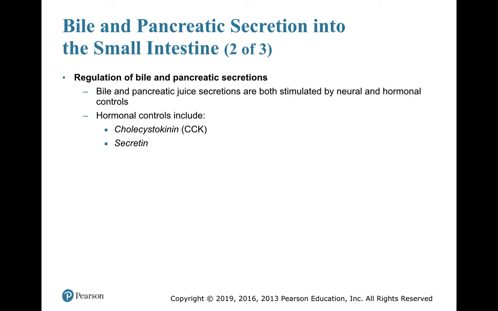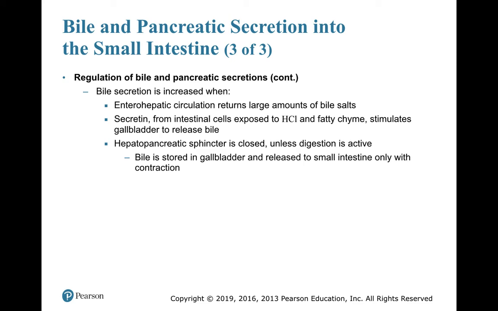Bile and pancreatic juice secretions are stimulated by both neural and hormonal controls. Hormones include CCK and secretin. It is increased when enterohepatic circulation returns large amounts of bile salts. Secretin from the intestinal cells that are exposed to hydrochloric acid and fatty chyme stimulates the gallbladder to release bile. The hepatopancreatic sphincter is closed unless digestion is active. Bile is stored in the gallbladder and released to the small intestine only with a contraction of the gallbladder.